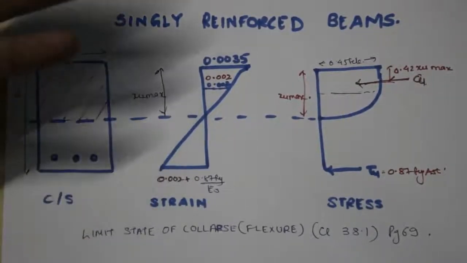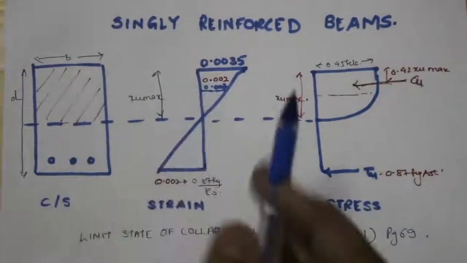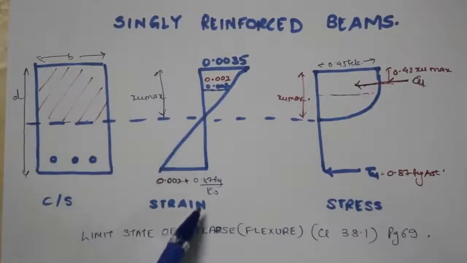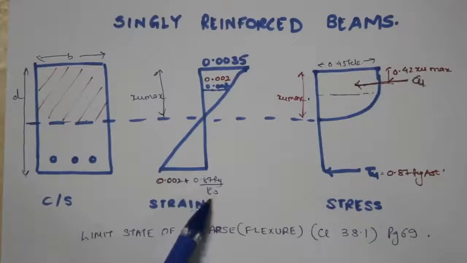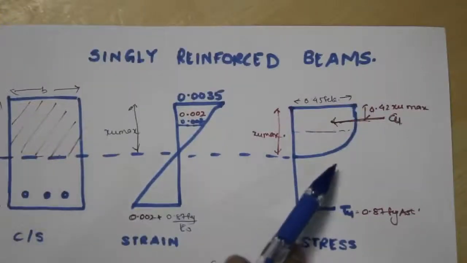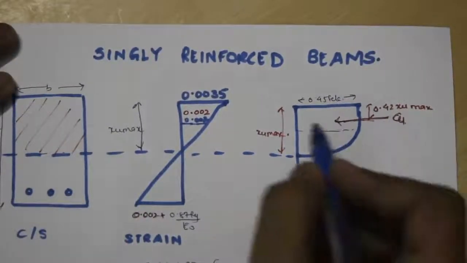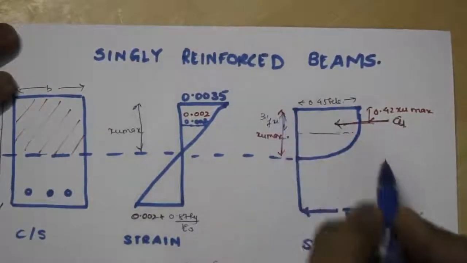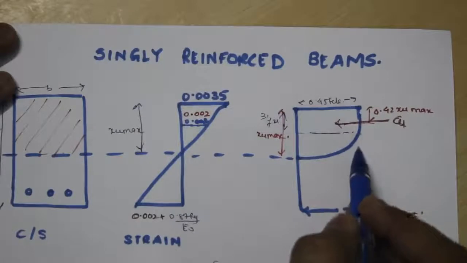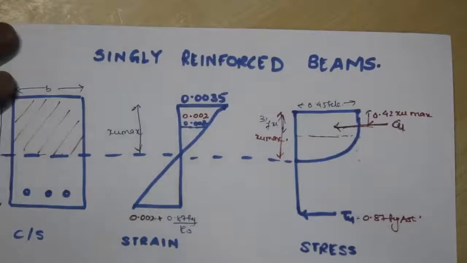It is assumed that the maximum compressive strain in the concrete is 0.0035, while the tensile strain in the steel is 0.002 plus 0.87 Fy by Es, where Es is the modulus of elasticity of steel. This is the stress diagram. Up to 3/7 Xu it is rectangular, and for the rest of the depth up to the neutral axis it is parabolic.